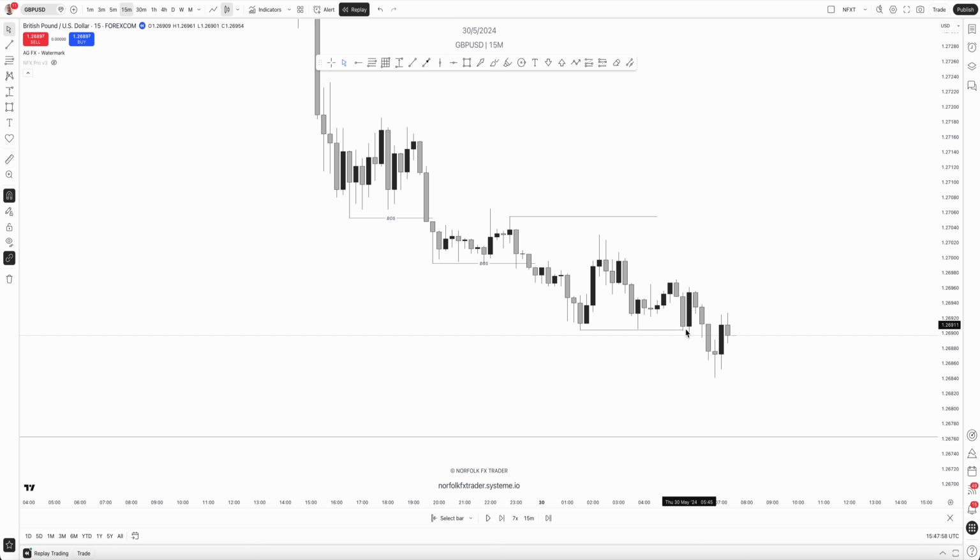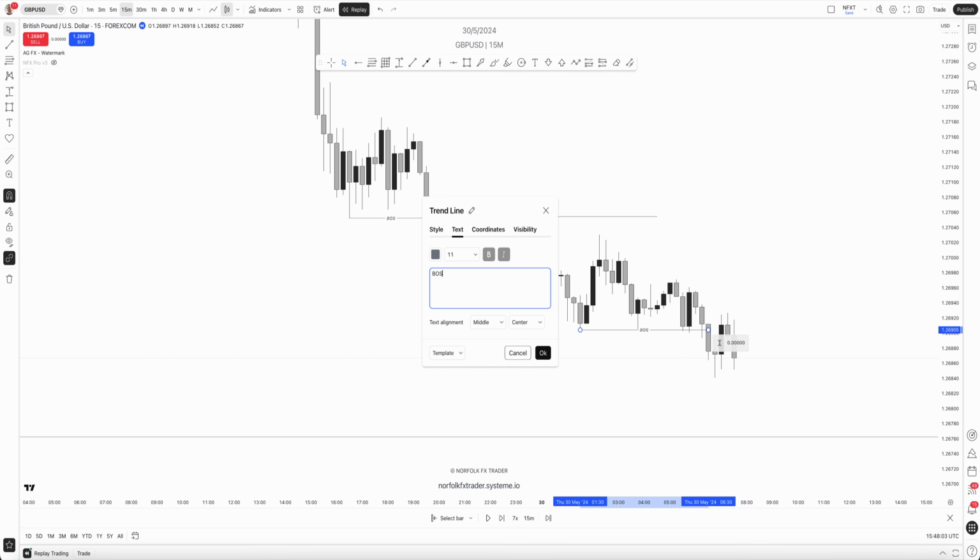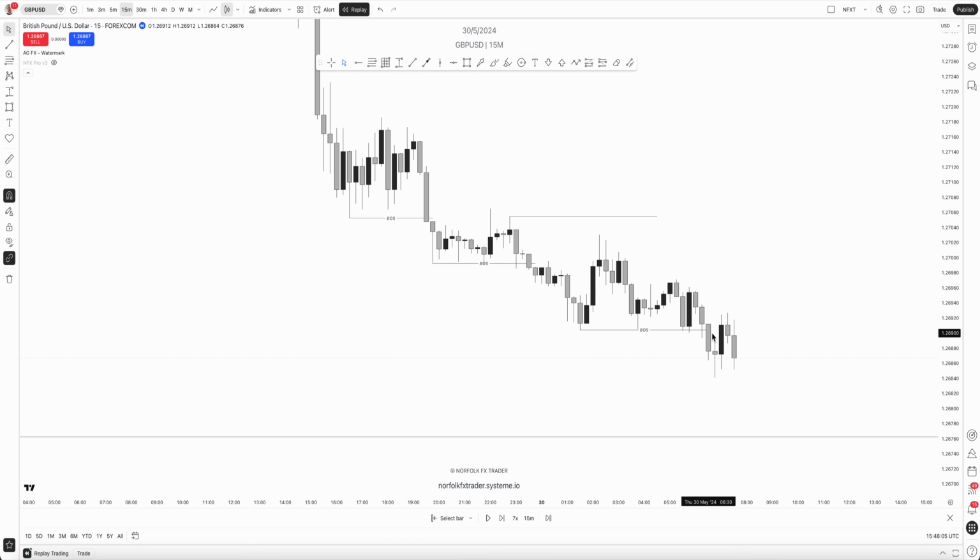And we get another break to the downside. So we get another valid push lower. So the market remains bearish at this point. But we get another pullback on that candle. So now we can look at this as our last push down.